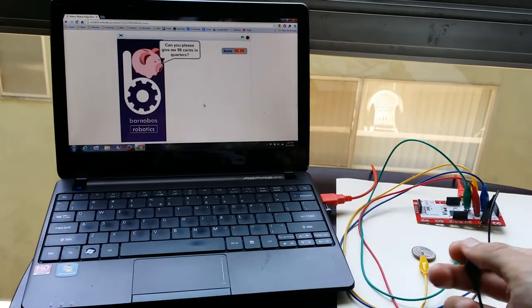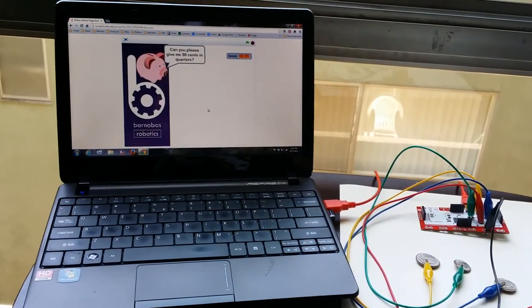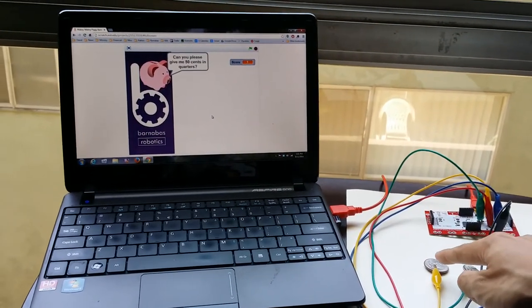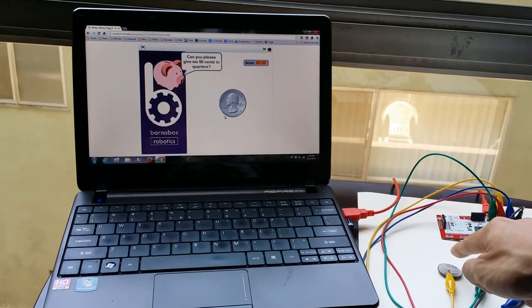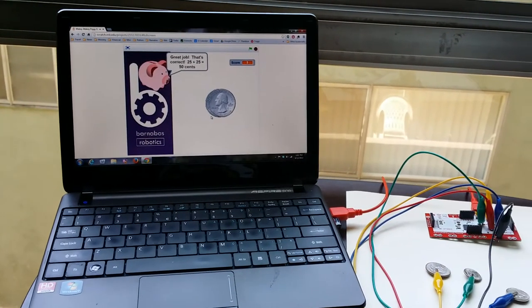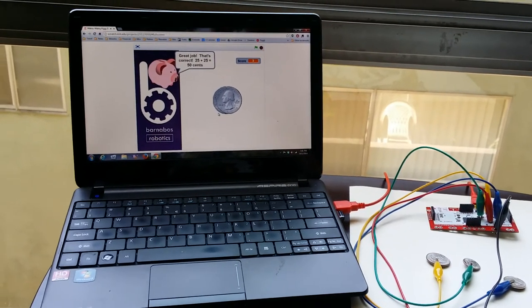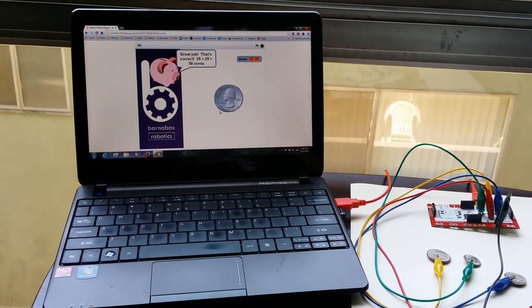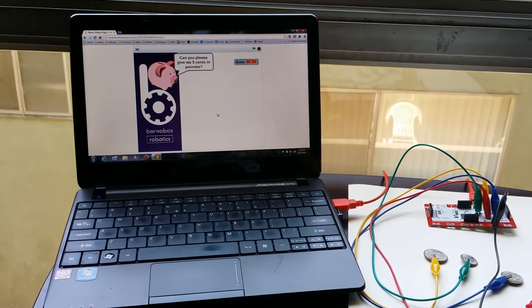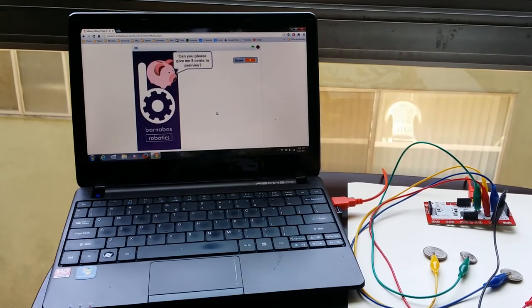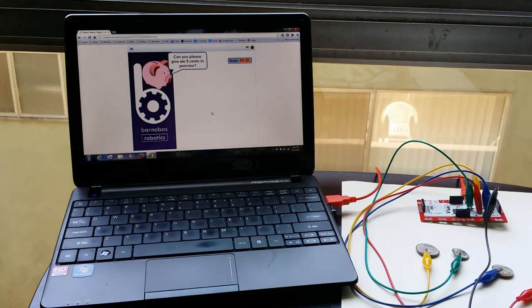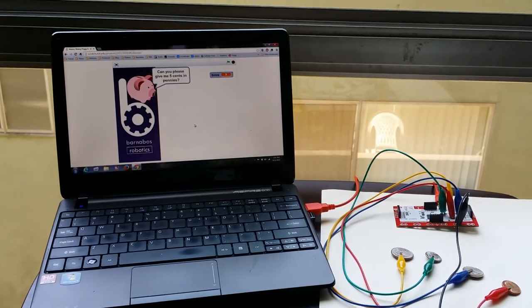Let's get the right answer. Okay, so make sure I'm grounded here. 50 cents in quarters. So this is a quarter. One, two. All right. Now it looks like I got it right. It says again, 25 cents plus 25 cents equals 50 cents. Can you please give me 5 cents in pennies? Okay, so it keeps on going, and actually it gets more and more challenging.